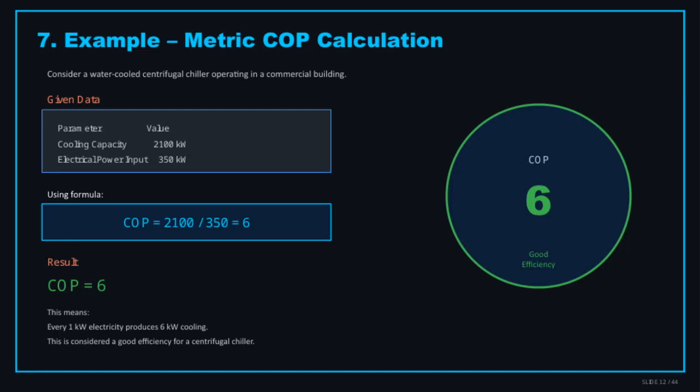Let's take a closer look at what good efficiency means for a centrifugal chiller. Here, the coefficient of performance, or COP, is 6. That means for every 1 kilowatt of electricity we put in, the chiller produces 6 kilowatts of cooling.